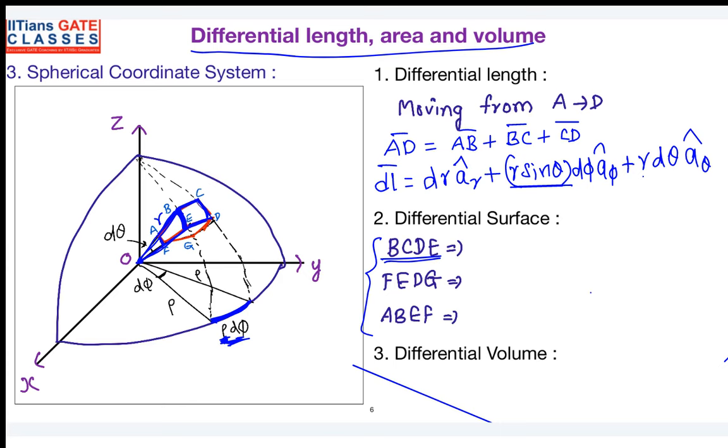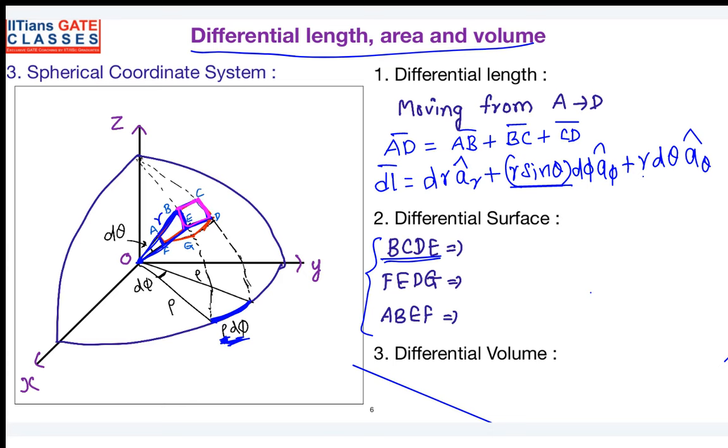So when you are moving from B, C, D and E, you can see what is varying here. We see there is a change in phi, and from C to D there is a change in theta. Right, so what is the surface area here? The change in phi will be rho into d phi. So that means rho is nothing but R sin theta into d phi.